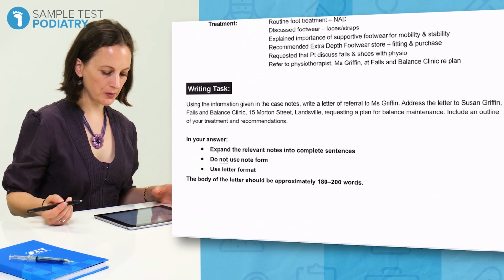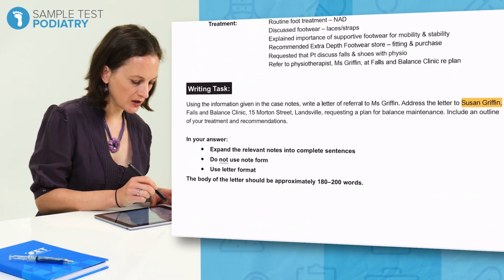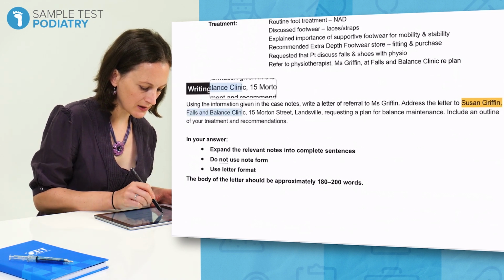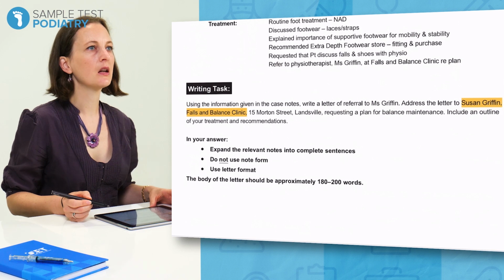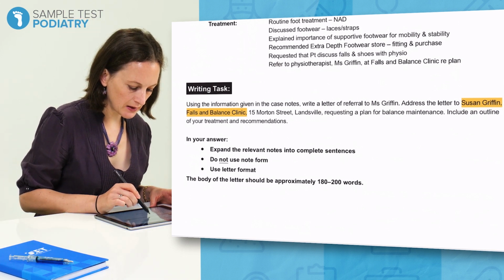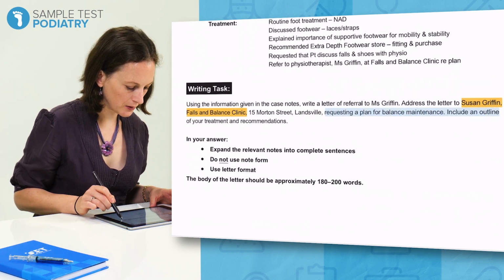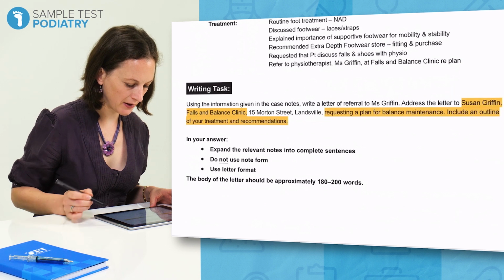And in this example, we can see that we're writing a letter to Susan Griffin and that she is at the Falls and Balance Clinic. What are you writing to her about? So here we can see that we are requesting a plan for balance maintenance, and we're going to include an outline of treatment and recommendations.